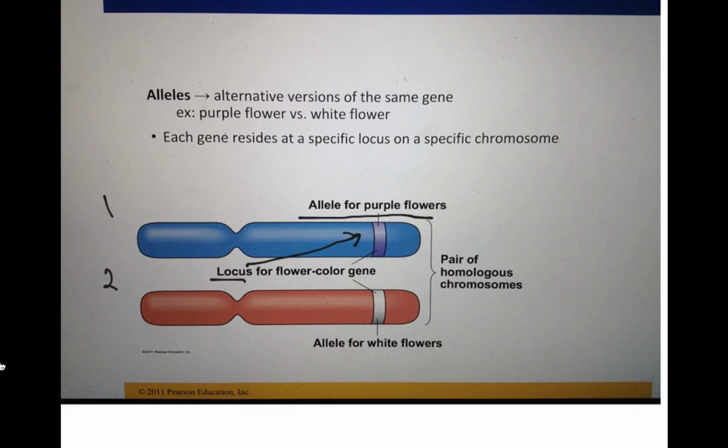Along chromosome number 2, the locus is in the same spot, but it has an allele, and this section of DNA actually codes for white flowers. So along homologous chromosomes, the locus is located in the same spot, but it might be a different version, whether it's purple with a capital P or white with a lowercase p. The locus just signifies where along the chromosome that gene is.